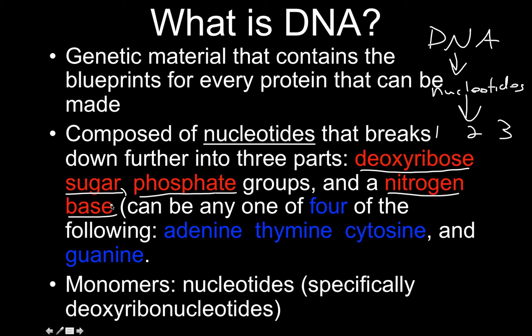Now, here's another curveball for you. These nitrogen bases break down into four different kinds. So there's four different types of nitrogen bases. The first type of nitrogen base is adenine. Second is thymine. Third is cytosine, and the last one is guanine. Usually, we simplify these by just calling adenine A, thymine T, cytosine C, and guanine G.